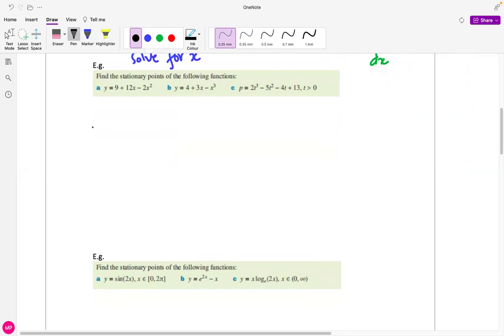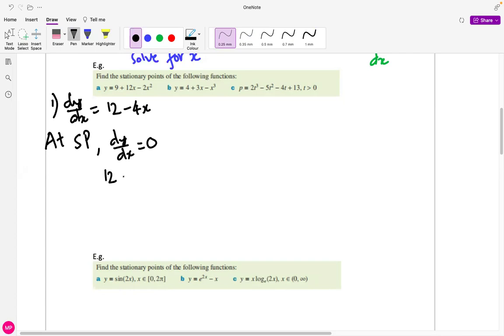Here I have, let's do example A. My first step is I'm going to find the derivative and let the derivative equal zero after that. So the derivative of 9 is zero, the derivative of 12x is 12, the derivative of 2x squared is 4x. And then I said that at a stationary point, the derivative equals zero. So you let 12 minus 4x equal zero, and you're going to get x equals 3.